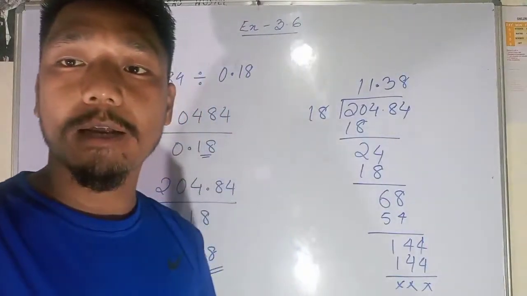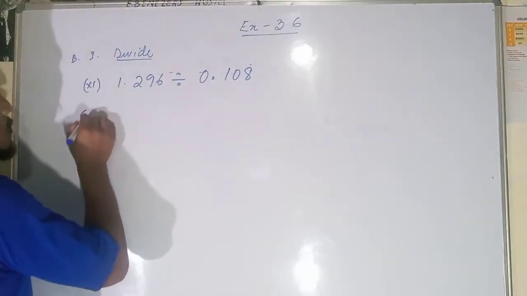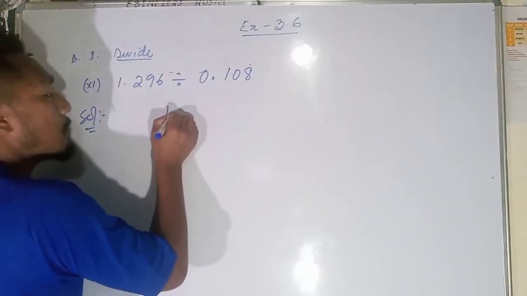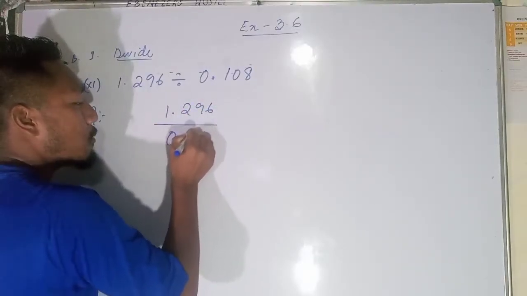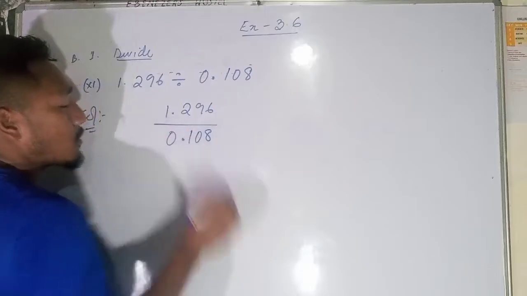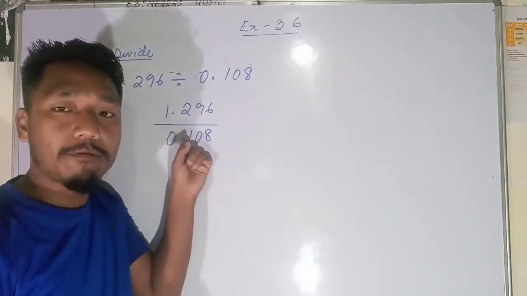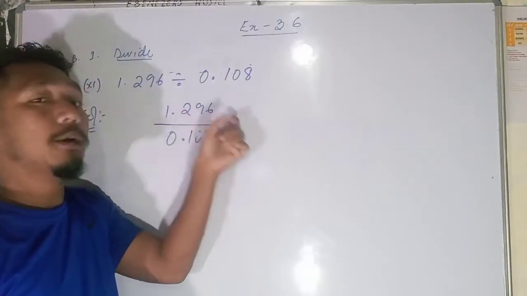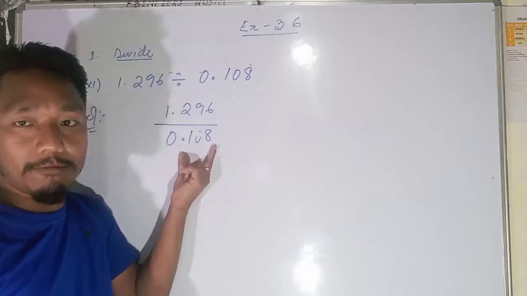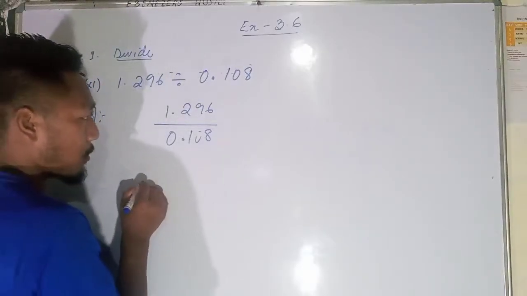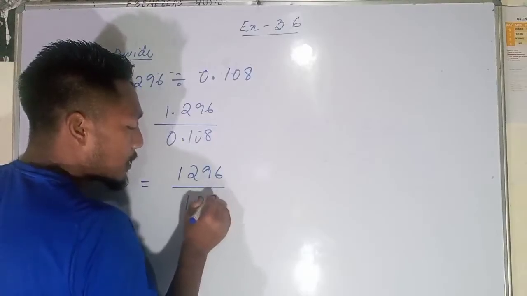Okay, similarly again two more. So this is question number 11. See here. So in this question number 11, you see 1.296 is divided by 0.108. Okay, so before dividing, let's see after point downside how many numbers we have? 3 numbers we have. And upside also 3 numbers we have, they are equal. After point 3 numbers, both of them have. That means I can write directly this way also, 1296 divided by 108.